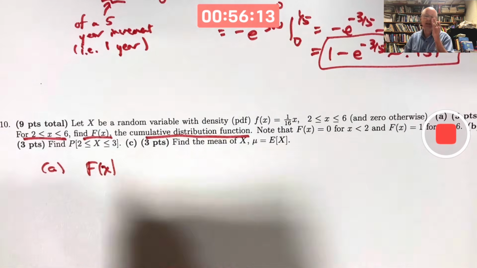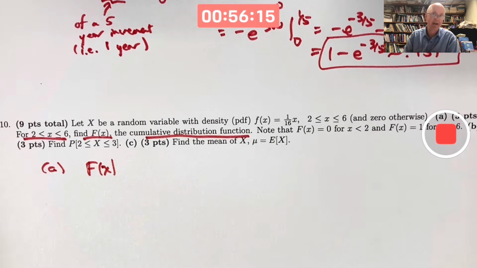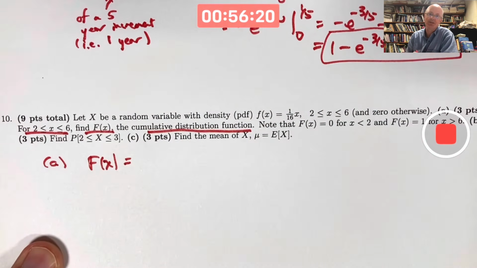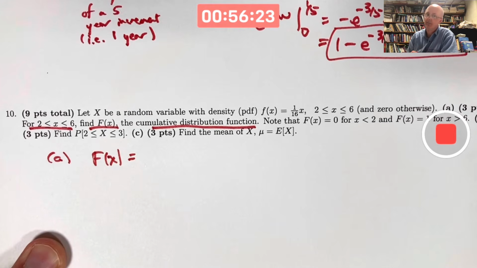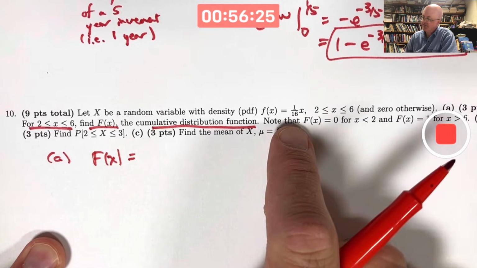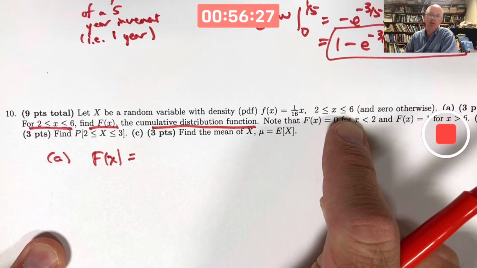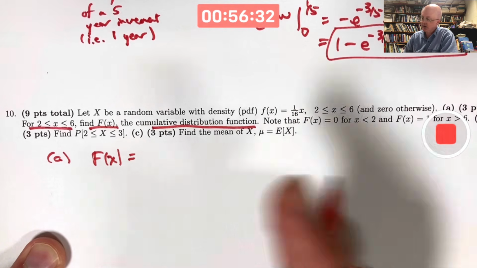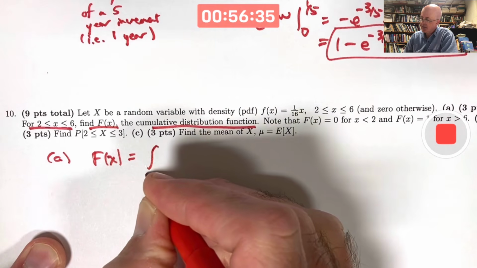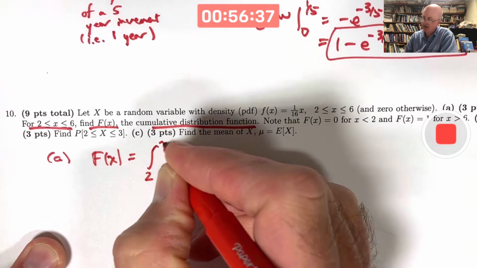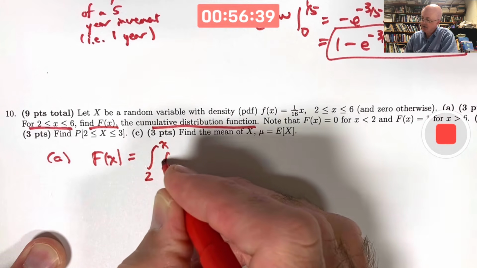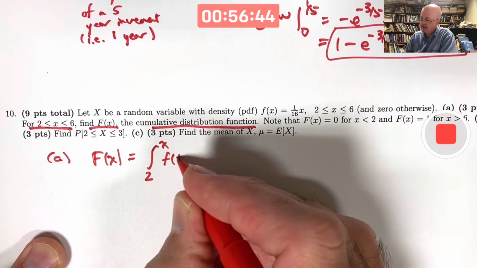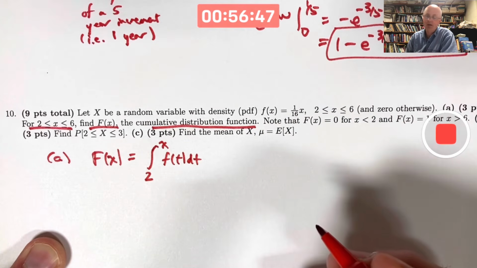Capital F is going to be an antiderivative, or if you prefer, antiderivative of little f. But not just any old antiderivative. It's a particular one. And if the left endpoint of the interval where little f becomes 0 is 2, for example, this is going to be the integral from that left endpoint, 2, to an arbitrary value of x of little f of, you should use a different variable name, doesn't matter, I'll call it t, dt. Okay?